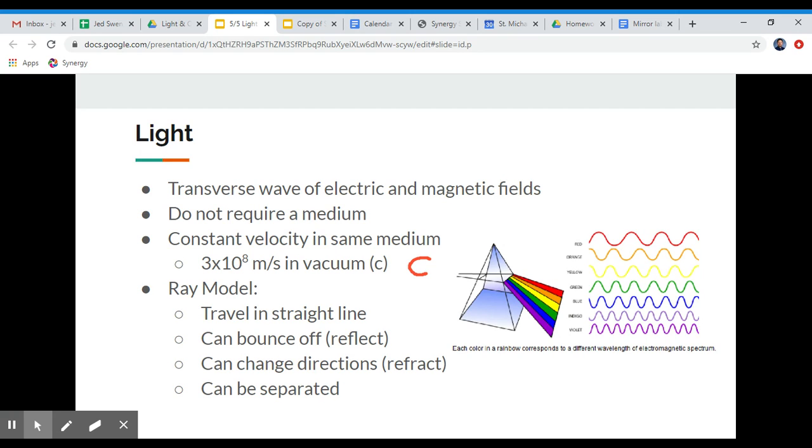So that's the model we use when we're talking about light in this situation. And then it can also be separated. In this picture, this would be a good example of separation. If we have white light going into this prism, and it comes out as all different colors of the rainbow, then that light has been separated. We call it the ray model because when we represent light in this unit, we will just use a ray, just an arrow, like you would in math class. And then we'll have different terminology for things like incident and reflected rays.